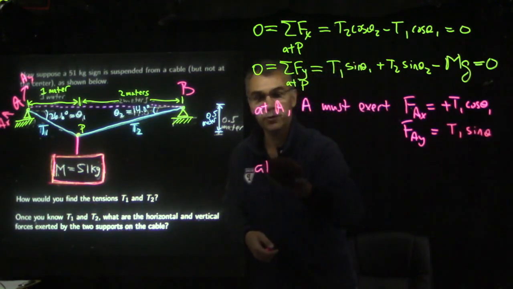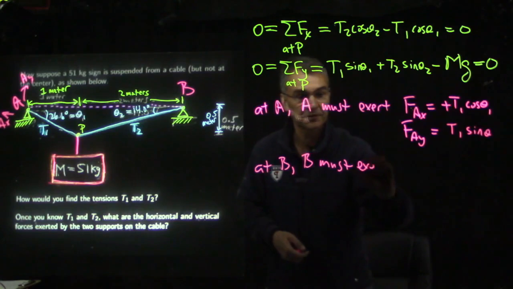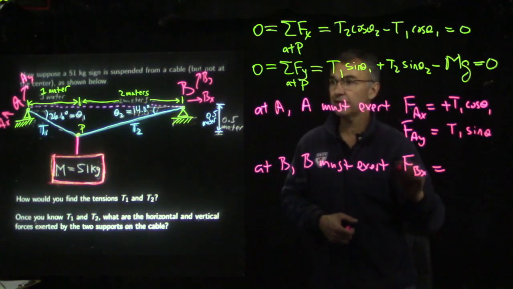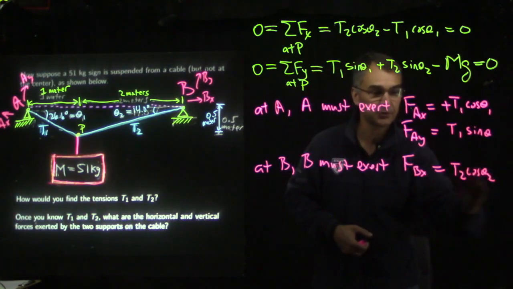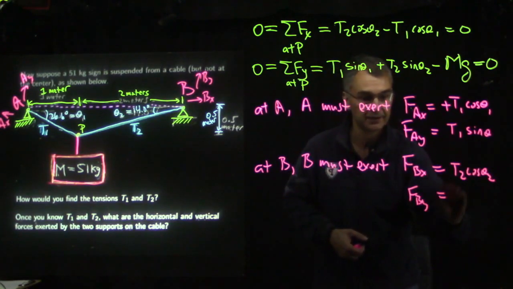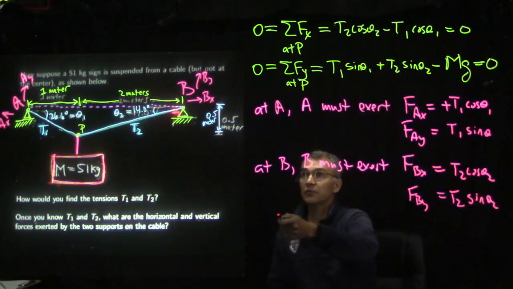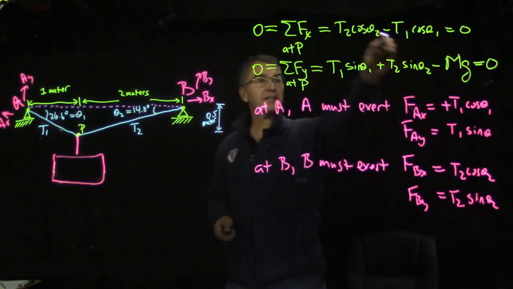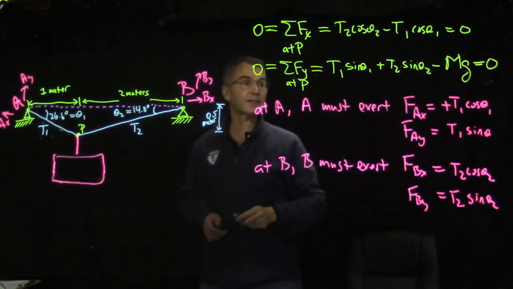And then point B must exert FBX. Let's say we draw BX this way and BY this way. So B must exert FBX equals T2 cosine theta 2, and FBY is T2 sine theta 2. There were really only two unknowns in this whole problem because we are told these two angles, basically. Well, we're actually told this height and these widths, but that's equivalent to being told these two angles. In this last case, writing down the equations was much more interesting than actually solving them.